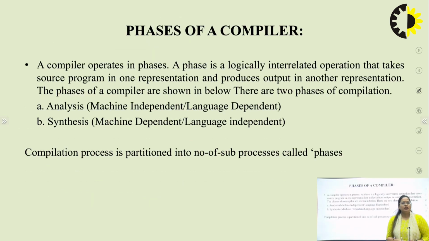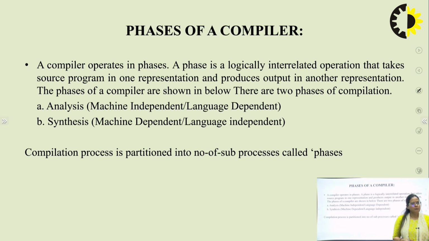Now next is phases of a compiler. We already know about the compiler. A compiler operates in phases. A phase is a logical interrelated operation that takes source program in one representation and produces output in another representation. The phases of compiler are shown below.